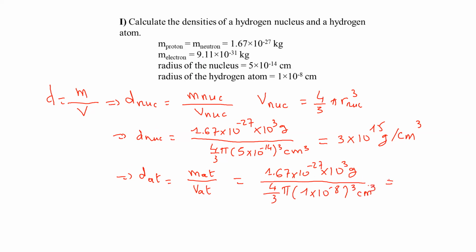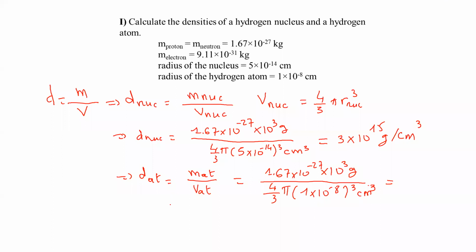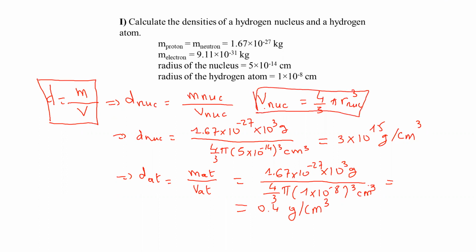And this will be equal to, so if you compute it, it's going to be equal to 0.4 gram per centimeter cubed. So the key point here is just to remember the formula for the density, and also to consider the atom as a sphere, and then this will be the volume, 4/3 pi R to the power 3.